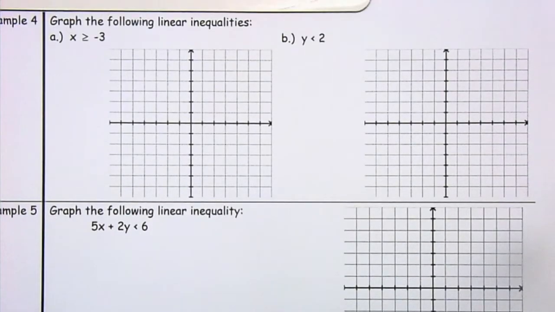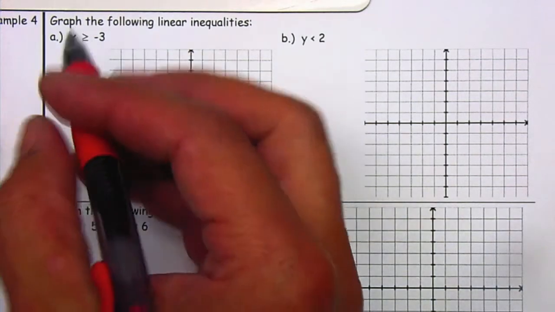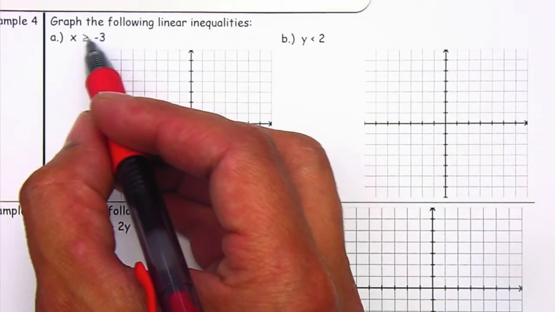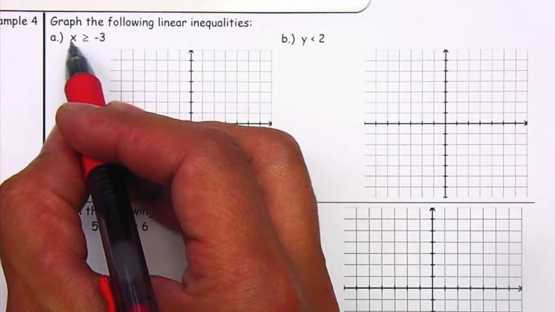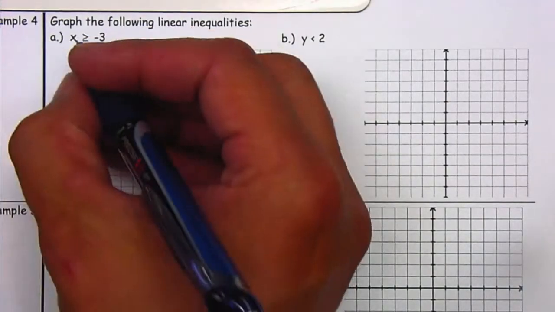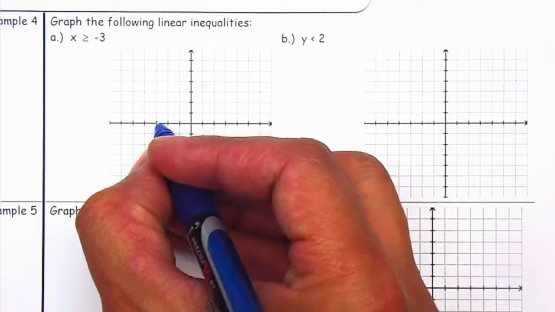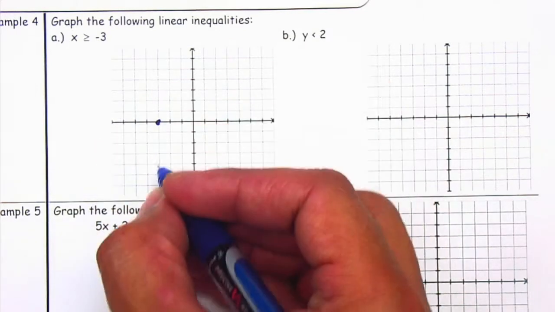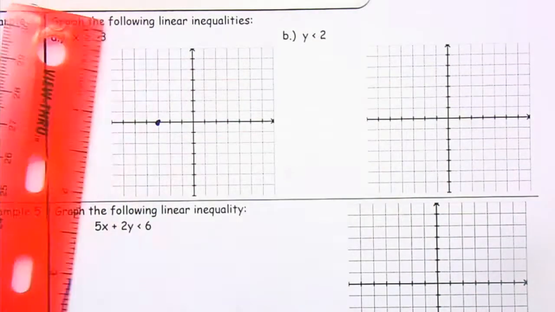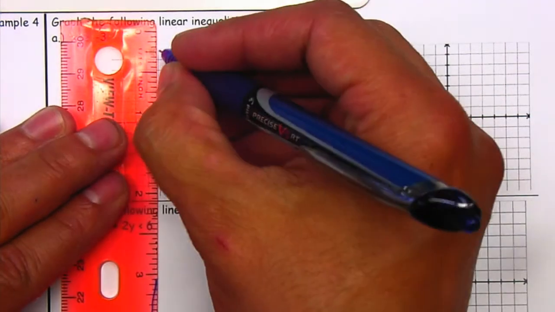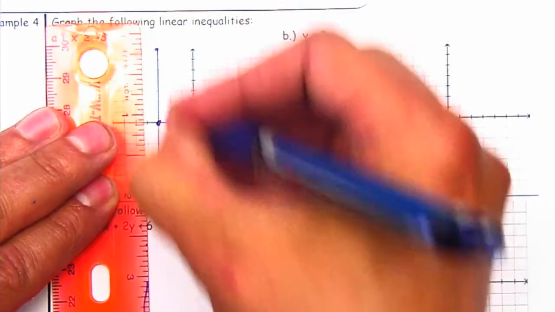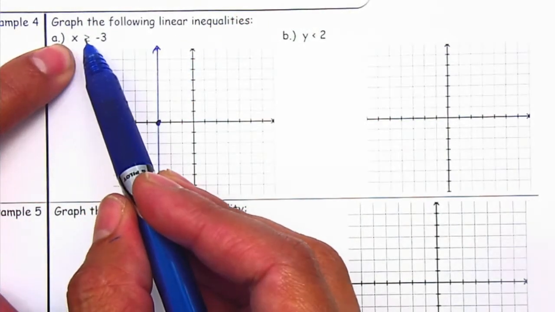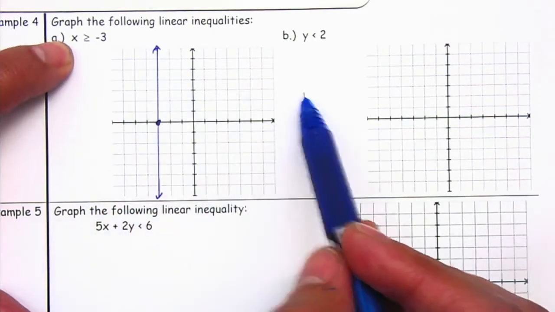Now let's continue with example number 4. On example number 4, we have x is greater than or equal to negative 3. Remember, whenever we have x equal to negative 3, it's a vertical line. It has to cross the x-axis at negative 3. And for all of those points on the vertical line, the value of x is negative 3. This is going to be a solid line. And I'm going to be shading the values that are greater than or equal to negative 3, which are the numbers to the right.